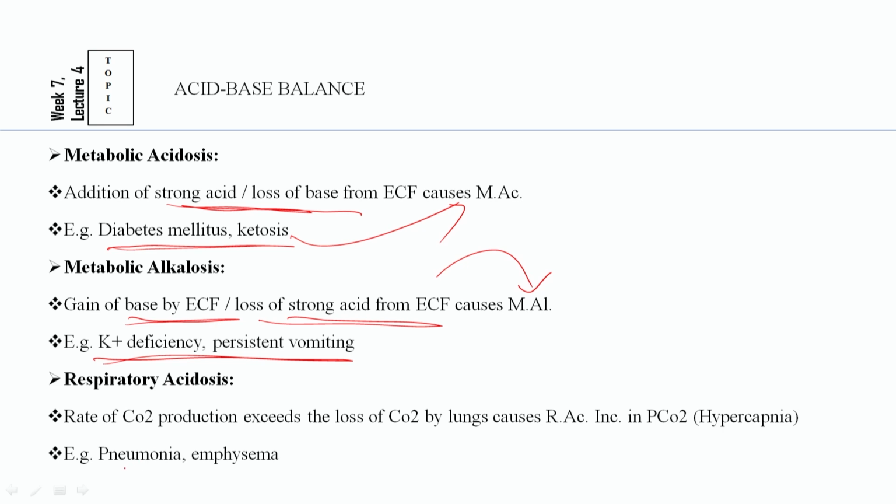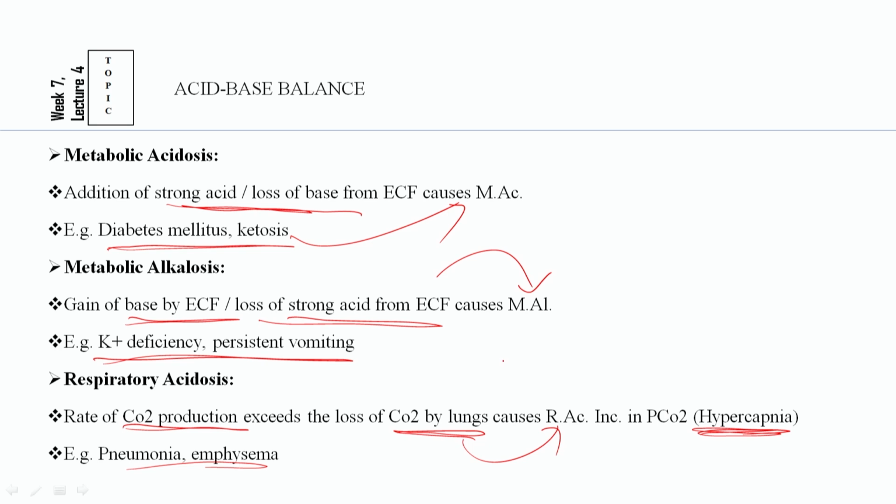Respiratory acidosis is mostly seen in pneumonia and emphysema, where the rate of carbon dioxide production exceeds the loss of carbon dioxide by the lungs. This results in respiratory acidosis. The increased partial pressure of carbon dioxide in the blood is called hypercapnia, right?